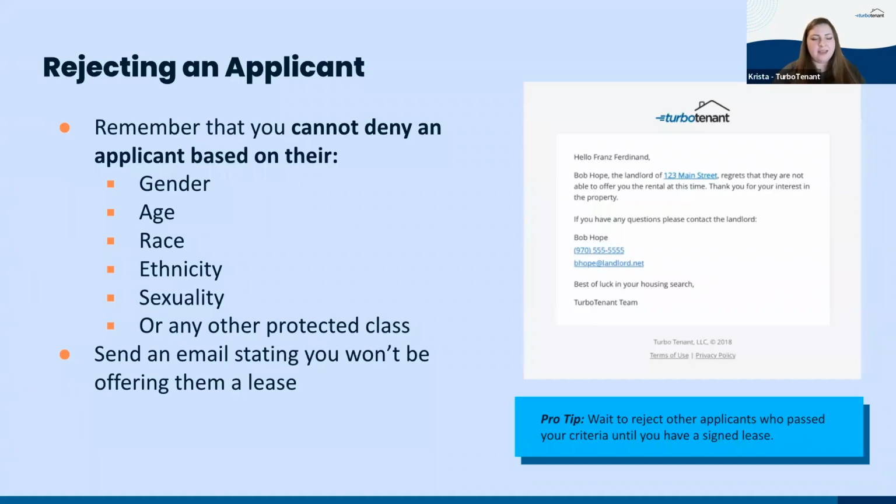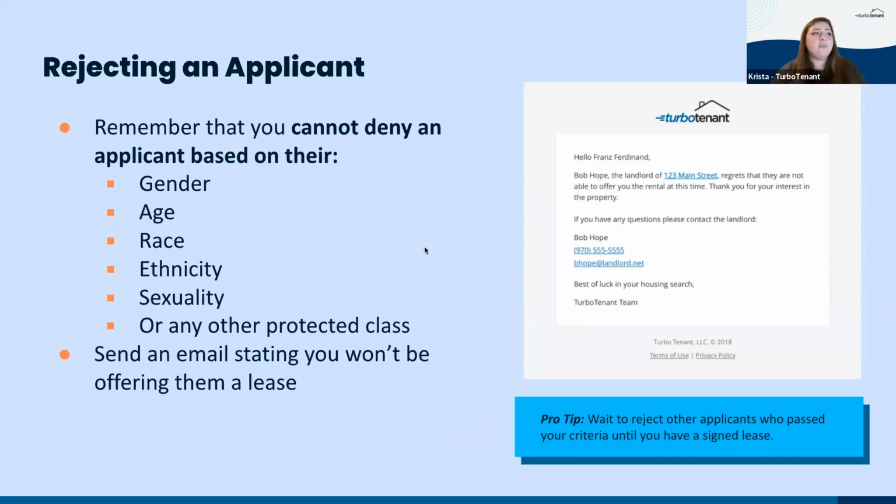So don't do that. Here on screen, we have an example of the communications that go out from TurboTenant when you reject someone before seeing their screening report. So again, it is very vague. It has that language that we've been mentioning throughout this session, specifically just that they are not able to offer you the rental. You are not able to offer the lease at this time. That is perfect. It is vague, but it lets them know we are not moving forward.